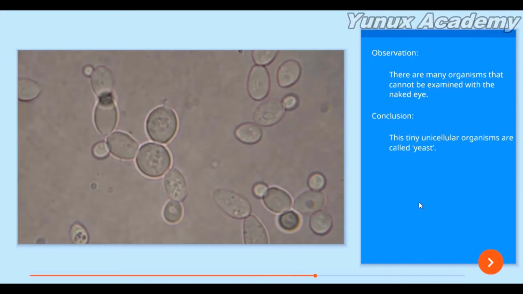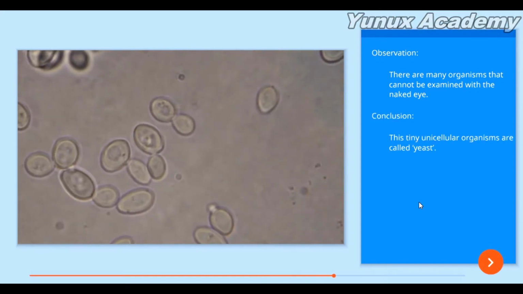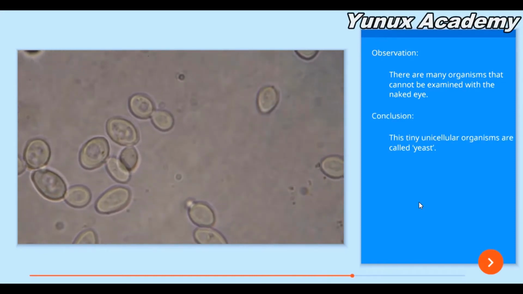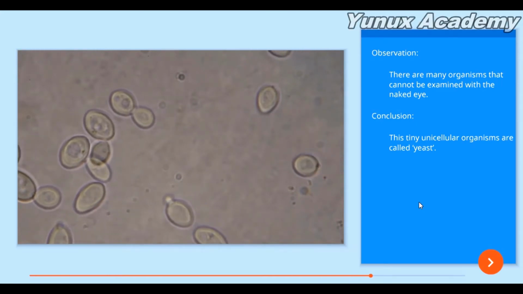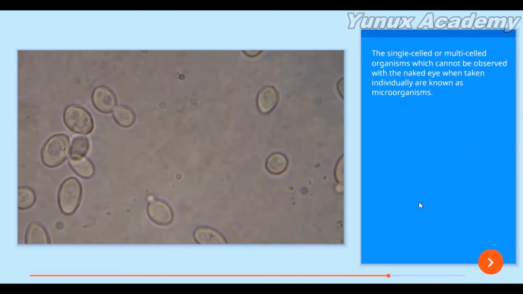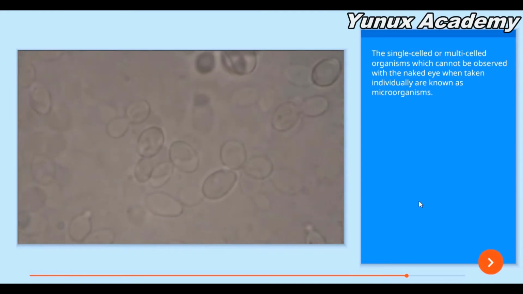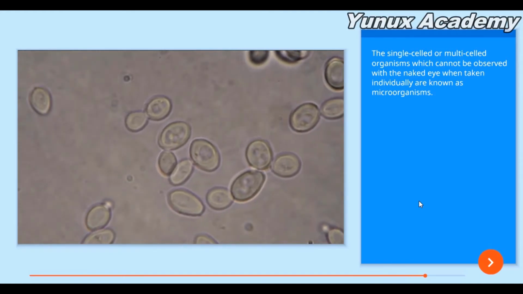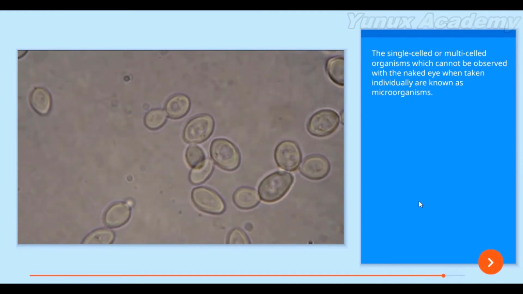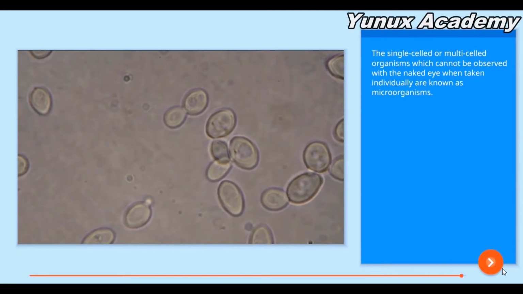Do you know that this unicellular species is a type of microorganism, known as yeast? According to this, the single-celled or multi-celled organisms, which cannot be observed with the naked eye, when taken individually, are known as microorganisms.